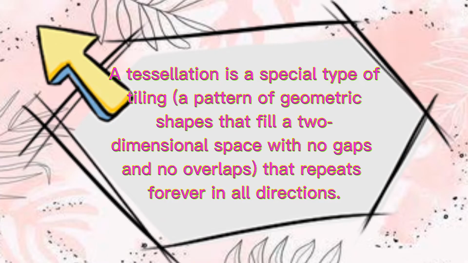A tessellation is a special type of tiling or a pattern of geometric shapes that fill a two-dimensional space with no gaps and no overlaps, or that repeats forever in all directions. So this one is an example of tessellation.